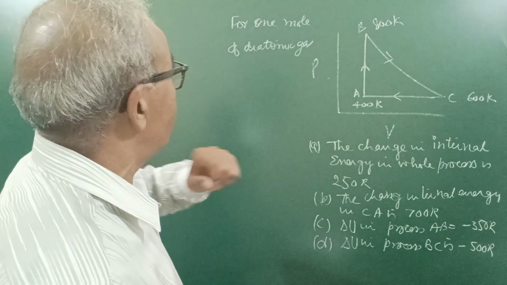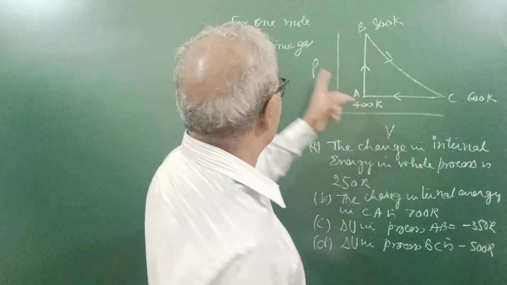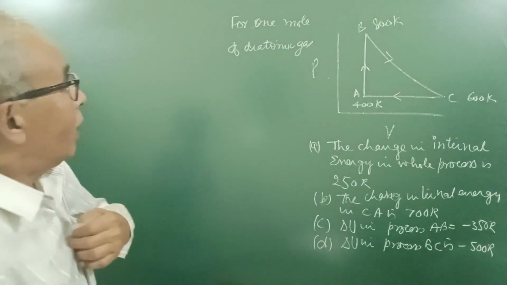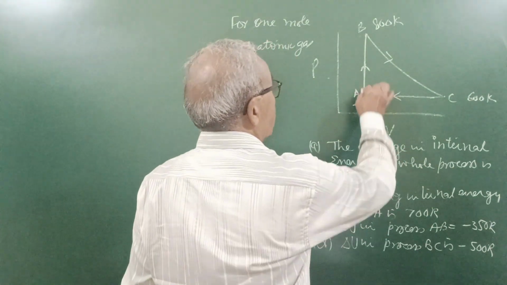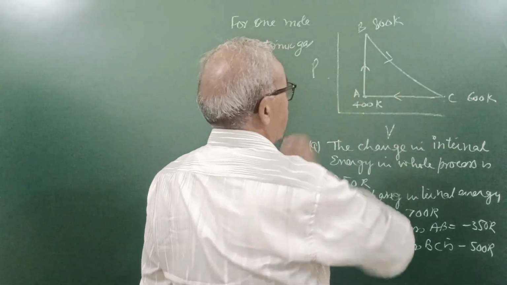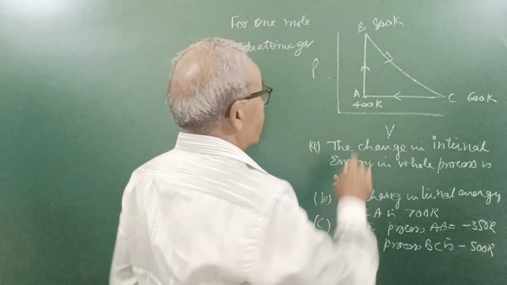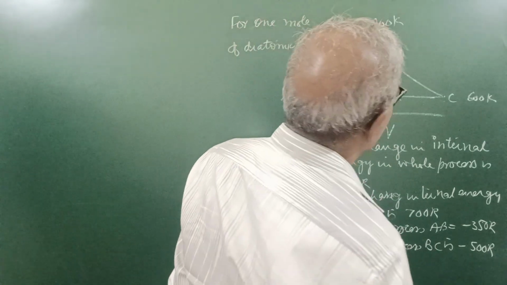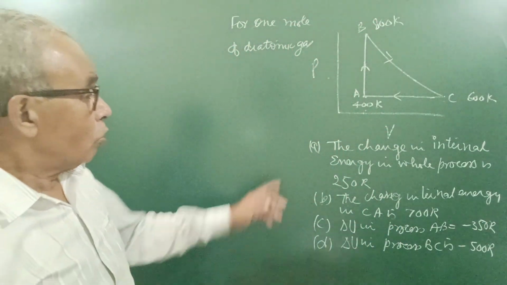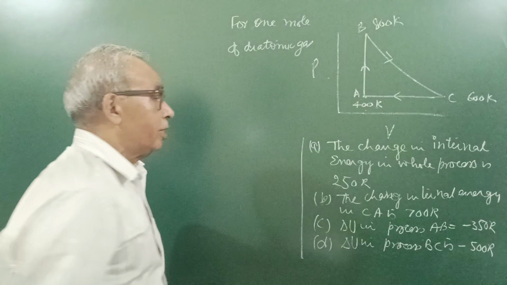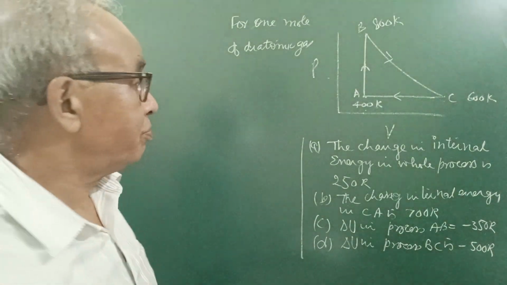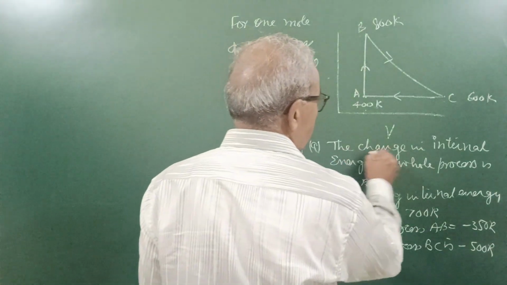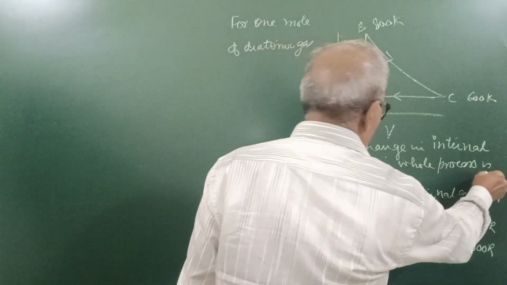So in this figure here is a graph, a pressure volume graph, one complete cycle for 1 mole of diatomic gas. The process is performed from A to B, then B to C, and then C to A. Temperature at A is 400 Kelvin, B is 800 Kelvin, C is 600 Kelvin. Which of the following options is correct? First one, they are asking change in internal energy in the whole process is this.